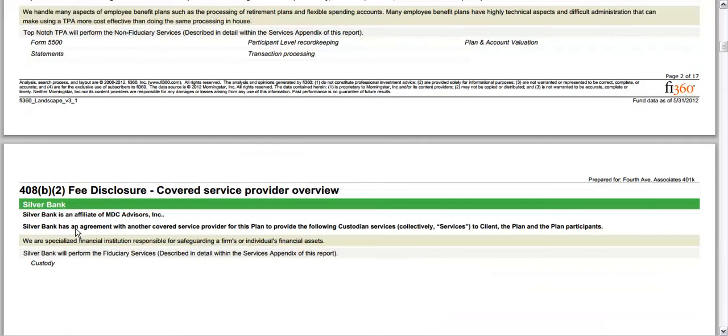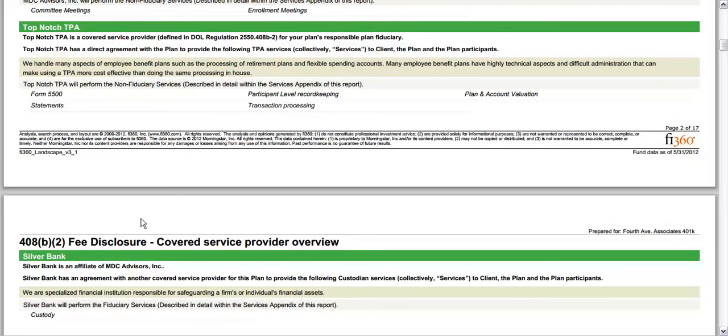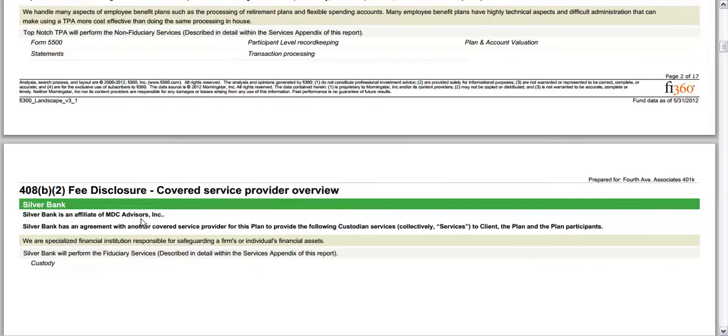A third example is Silverbank down at the bottom. They have an agreement with MDC Advisors and they receive fees through different reporting sources, but since they are party to MDC Advisors, they are also reported on this document.